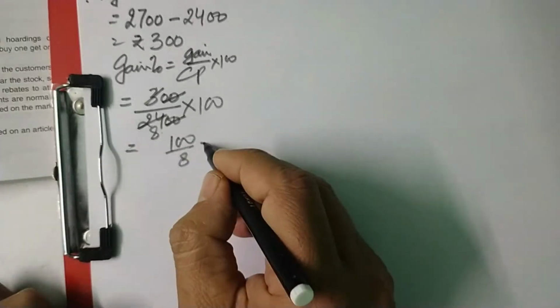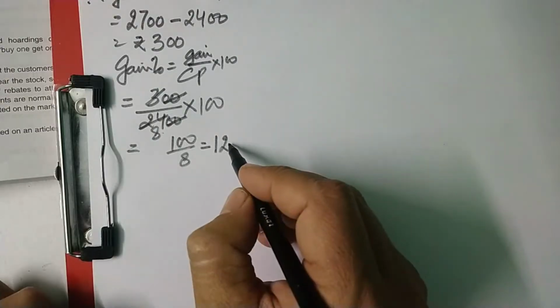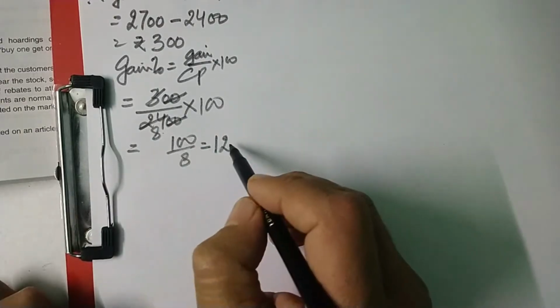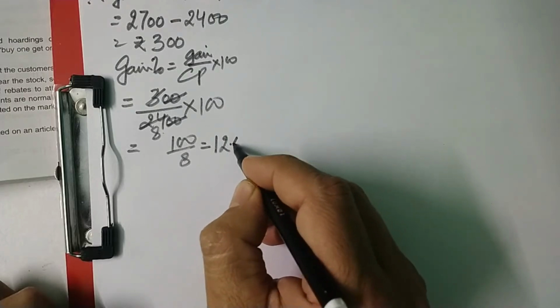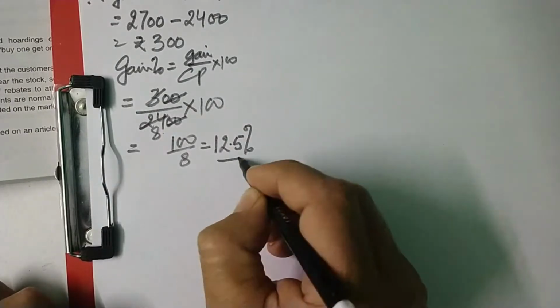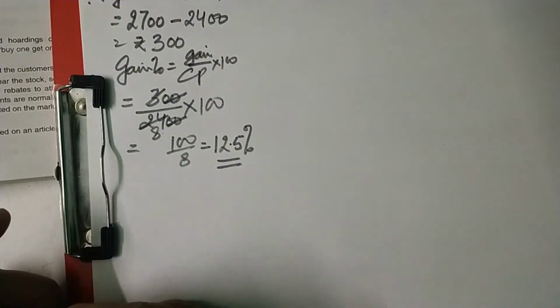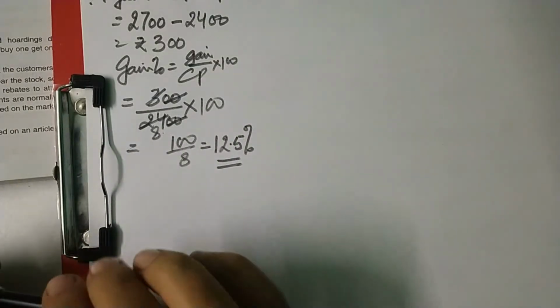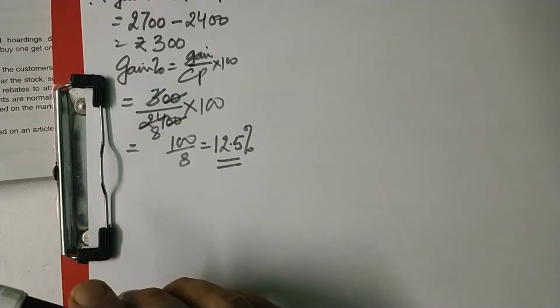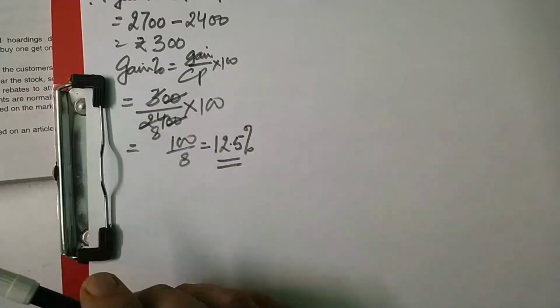What is the gain? If you divide, it can be written as a fraction, or it can be written as 12.5%. Gain is 12.5%. She has made a gain of 12.5%. So this is an important question where you are using the formula of gain or loss, and the unitary method is used.